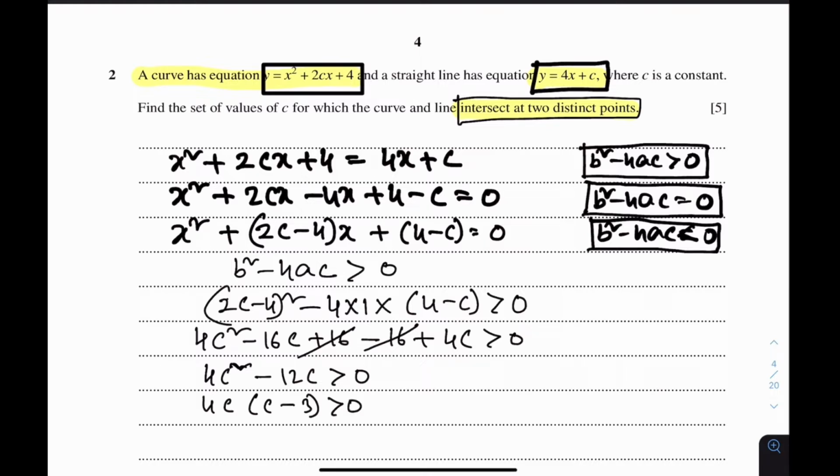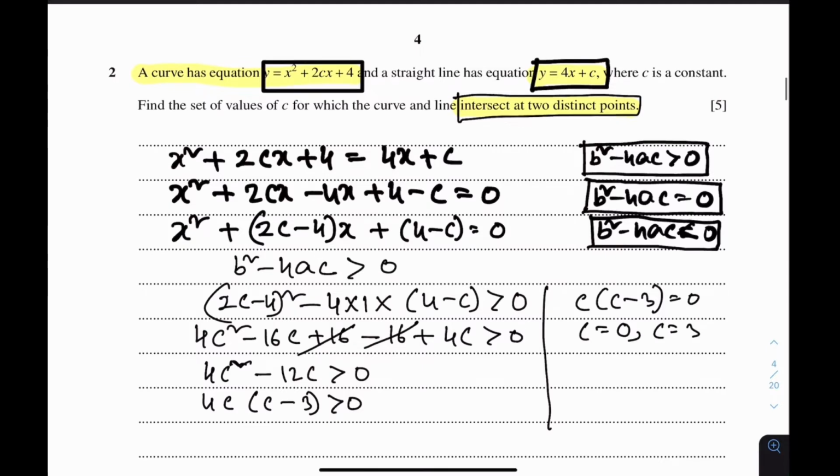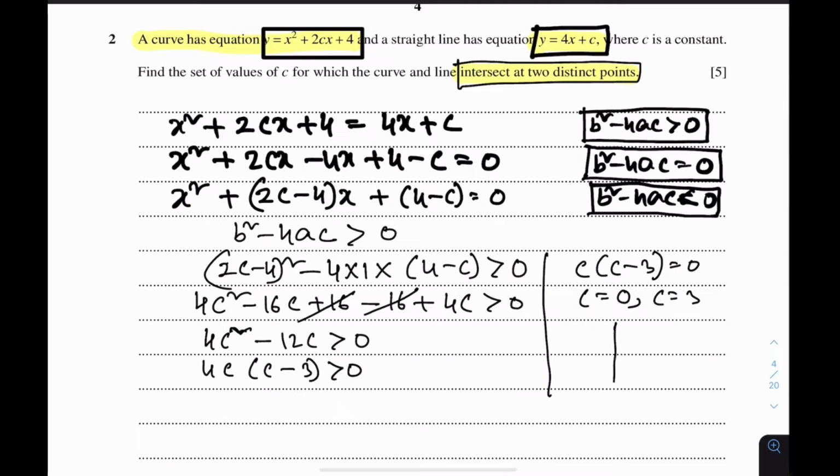We know there are two critical values. The 4 cannot be 0, it's always greater than 0. The critical values of c are 0 and 3. So if we write c minus 3 equals 0, c equals 0 and c equals 3. So the critical values of c are 0 and 3. Let me draw a graph.